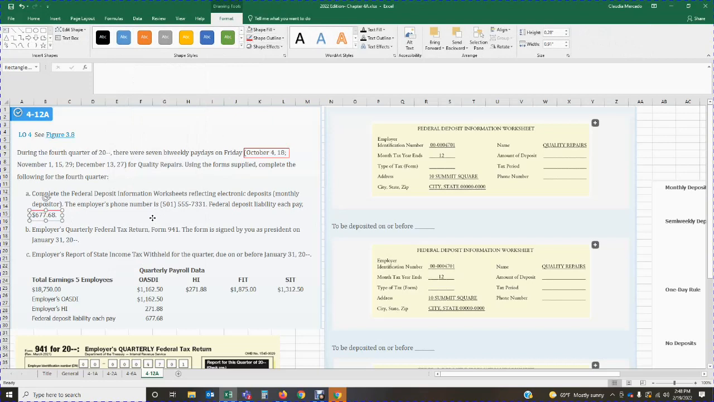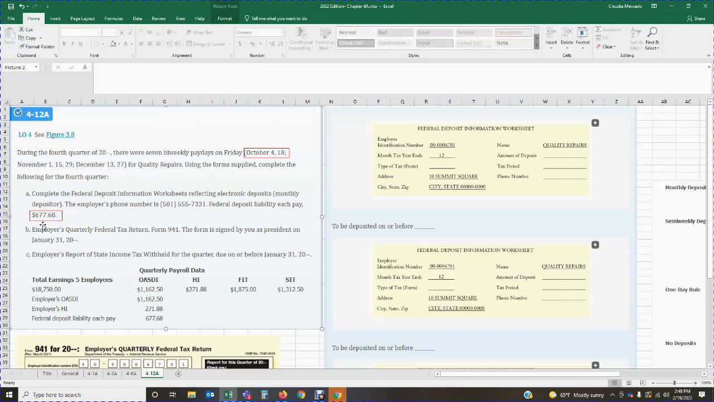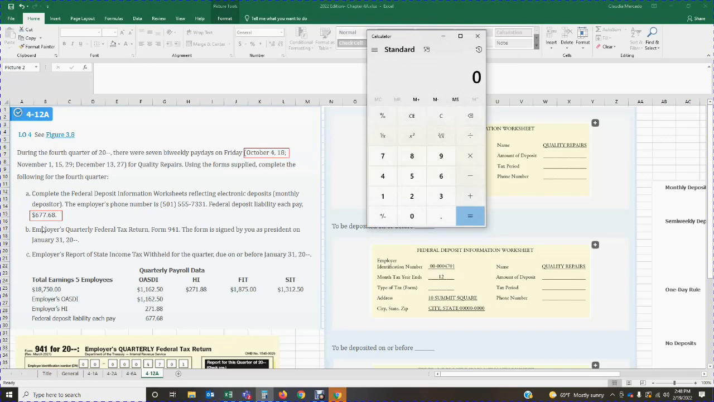So they've done all of the work for you. They've provided you with the federal deposit liability each pay period, and we know that we have 2 pay periods in October. So what am I going to do? I'm going to get my $677.68, which is my deposit liability for each pay period, and I'm going to multiply by the number of pay periods in the month, which is 2. We have 2 pay periods in October, the 4th and the 18th. So that's going to give me $1,355.36. This is the amount of the deposit. Okay, we're going to deposit that amount for the month.